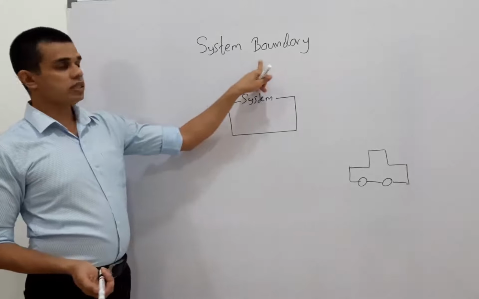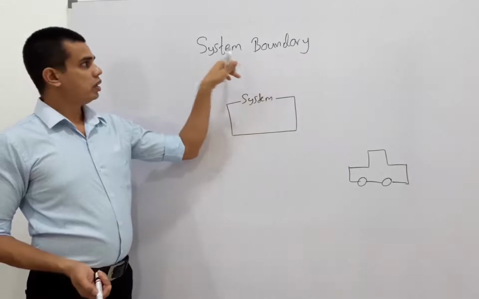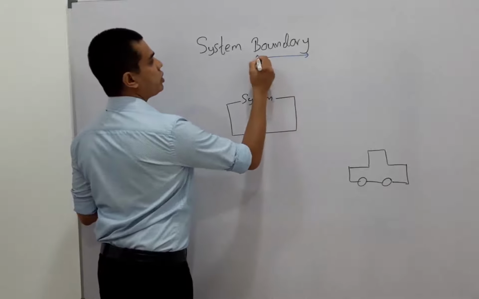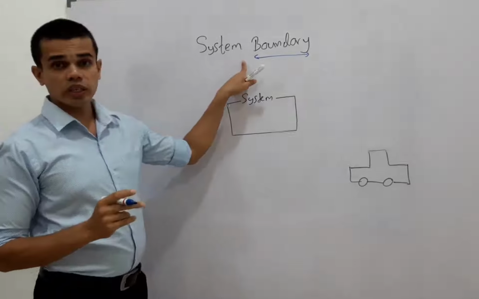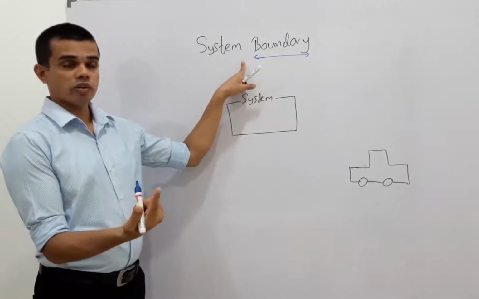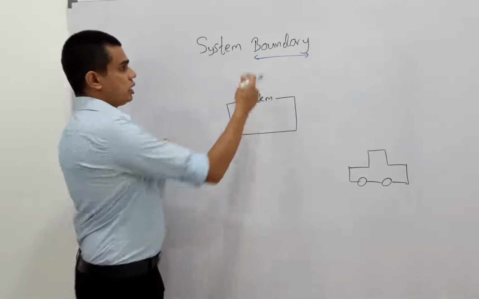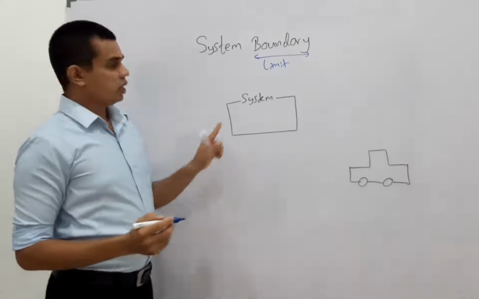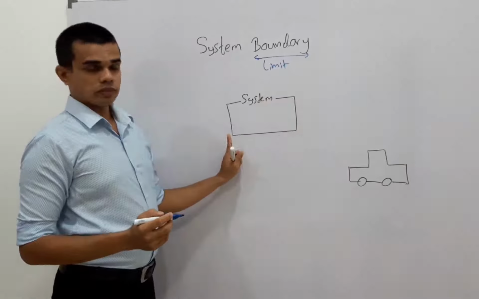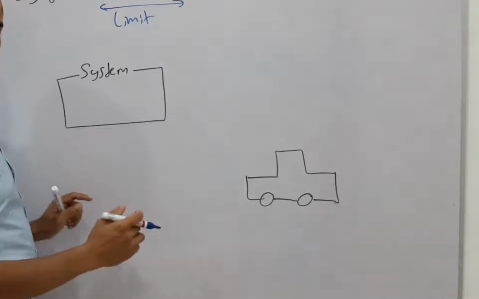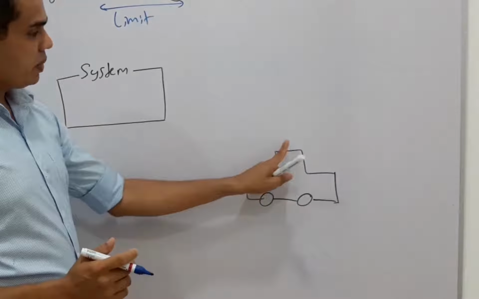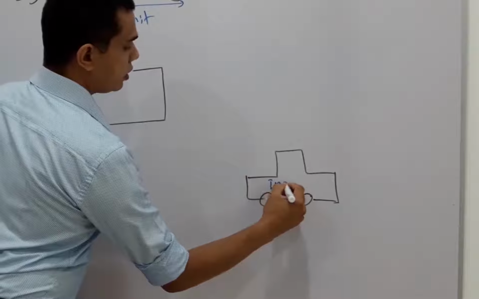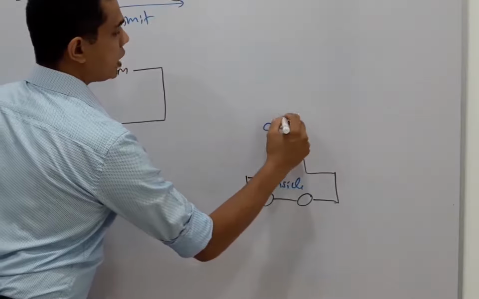The next concept is system boundary. Again, the word boundary is not a new word for us. What is a boundary? In our cricket play, boundary means the limit. Again, the system boundary means the limit. When it comes to a system, as an example, the vehicle, we have a limit defining that this is inside the vehicle, this is outside the vehicle.